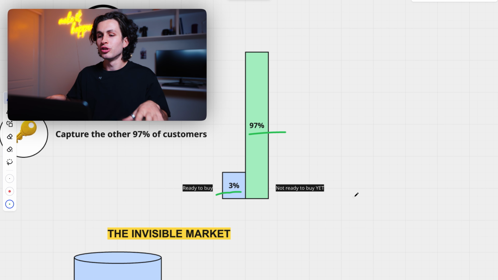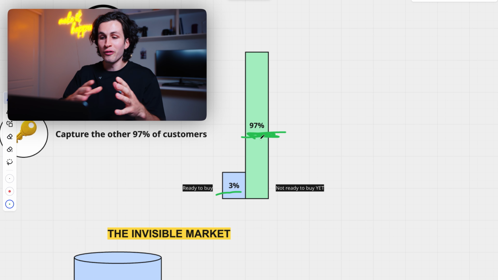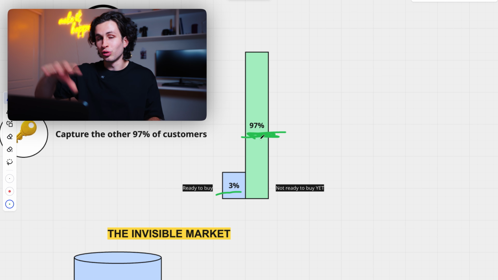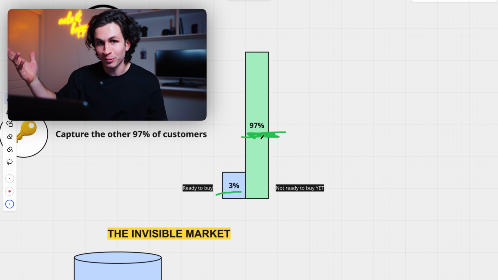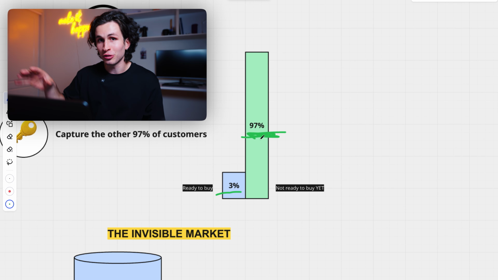That's yet. So how do we actually get this 97% of people to go from not ready to buy yet to ready to buy? Because when you can shift beliefs and shift their perspective, that is how we get them from ultimately not being a customer to being a paying client in the next 1 to 3 months in a buyer's journey.